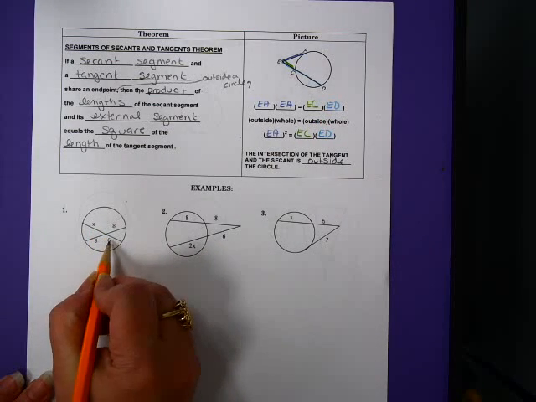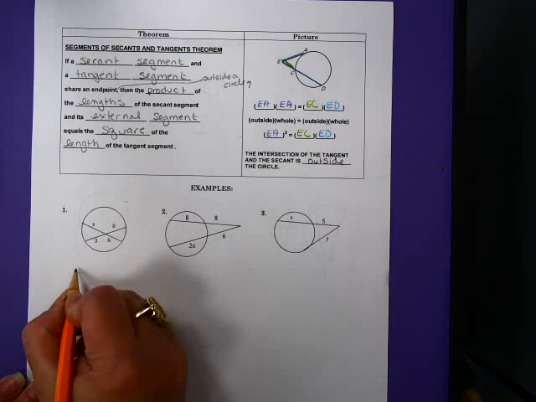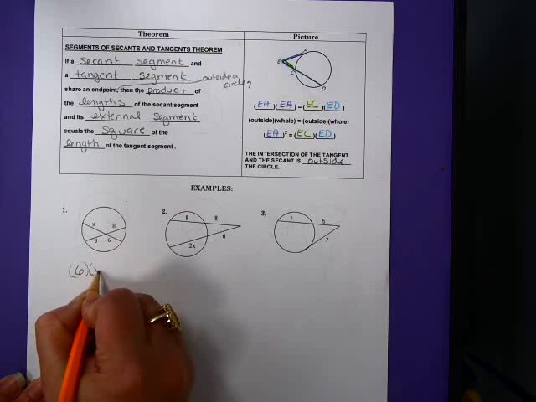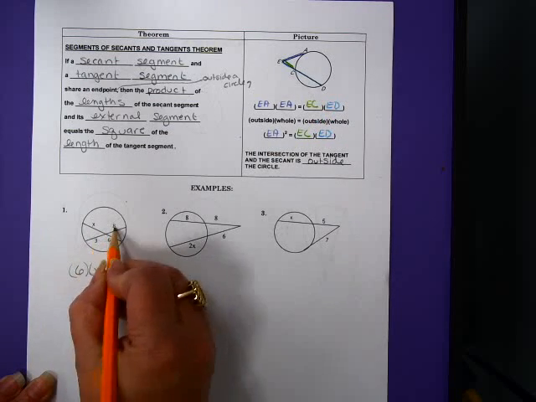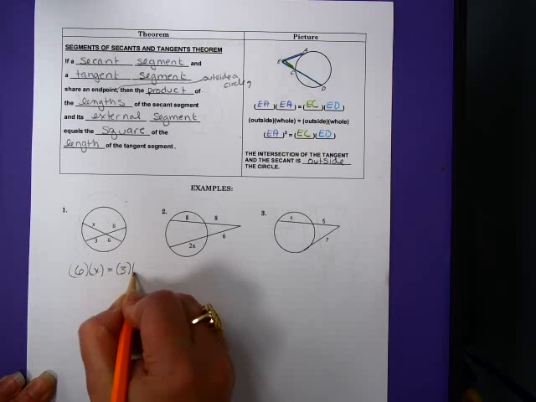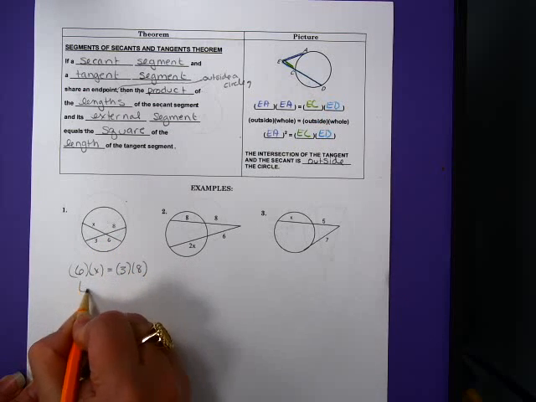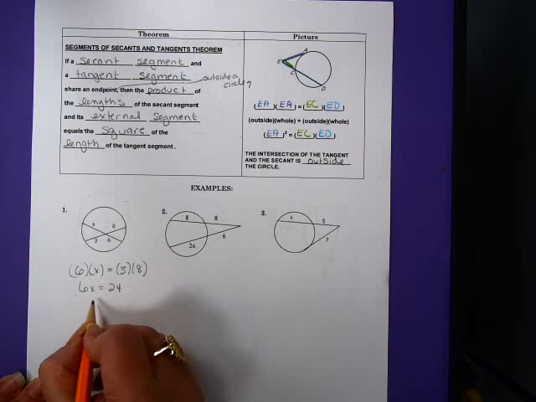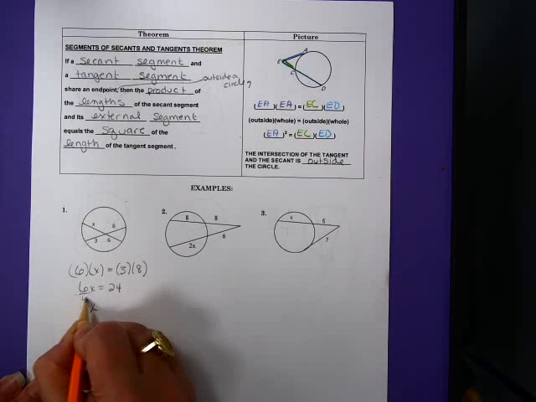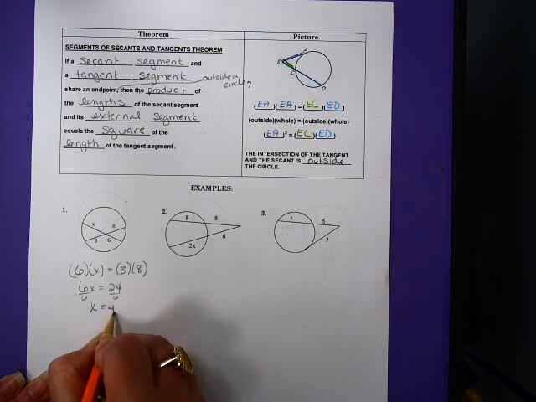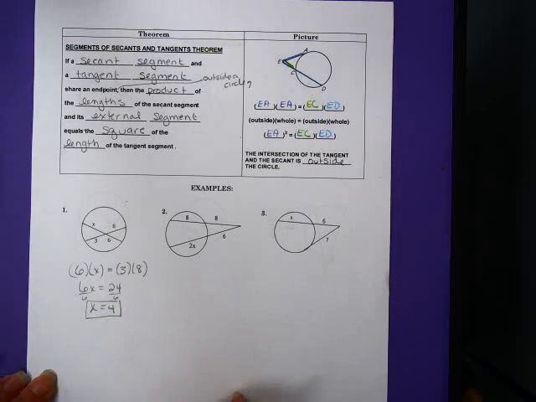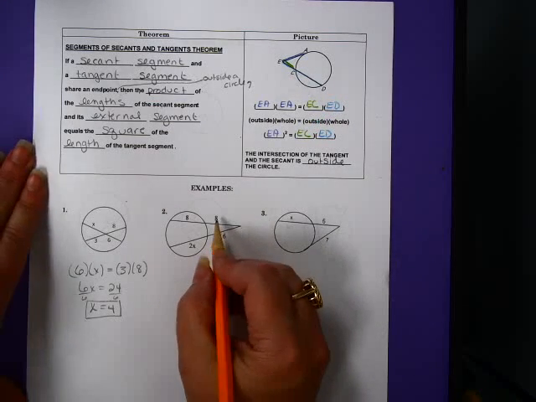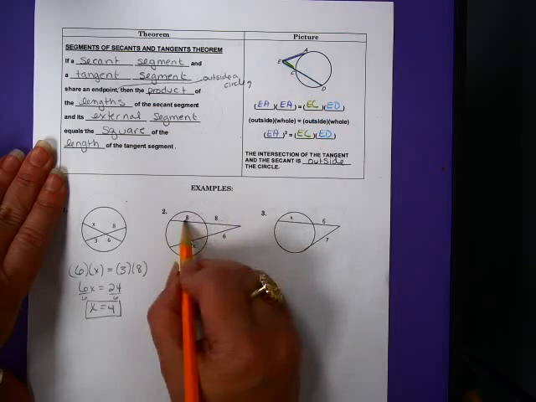Here's the first one where it's inside, so it's going to be piece times piece equals piece times piece. So here I'm going to do 6 times x equals 3 times 8. That's going to be 6x equals 24. Divide both sides by 6. You get x equals 4. Okay? The next one, we're going to find x as well.